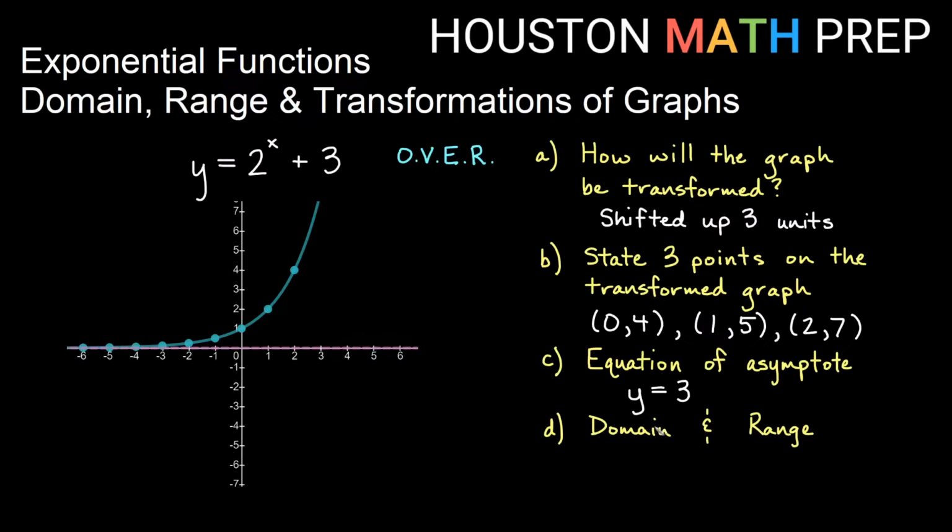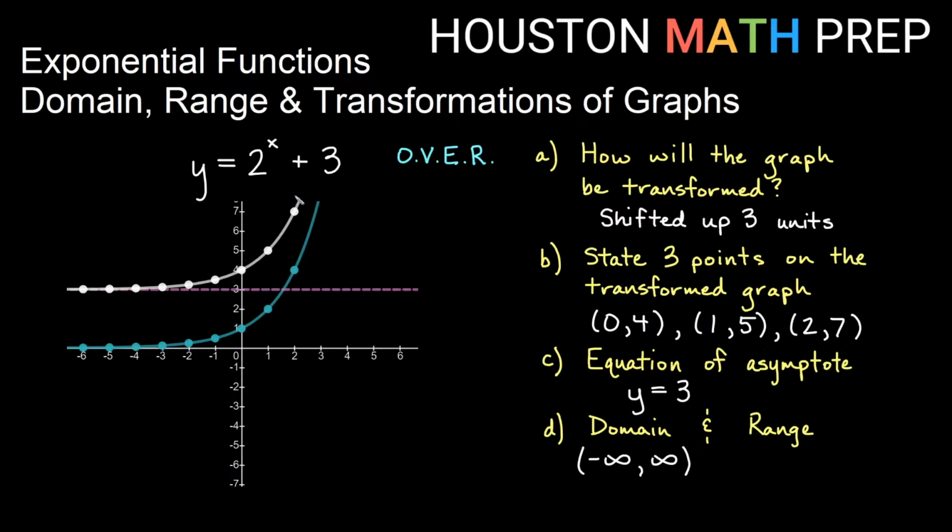When I'm trying to decide on the domain and range, and if there are any changes to those, I think about over, and over tells me that my range may be affected by this change. So my domain stays the same as it usually is with an exponential function. It will be from negative infinity to infinity. The range will be changed because now if my asymptote is at y equals 3, that means we moved everything up 3 from where it was previously.